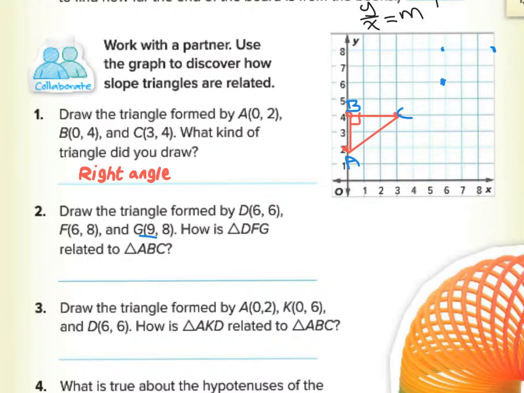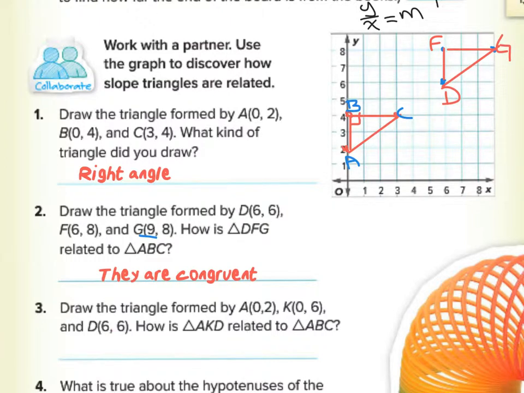I'm going to go ahead now and draw my lines. Then, how are they related? Oh, I forgot to label it. It's D down here, F, and G. They're asking us how they're related. Well, I can see that they both have a rise of 2 and a run of 3. So they both make a right angle triangle with the same transversal line. So what I can say is that they are congruent.